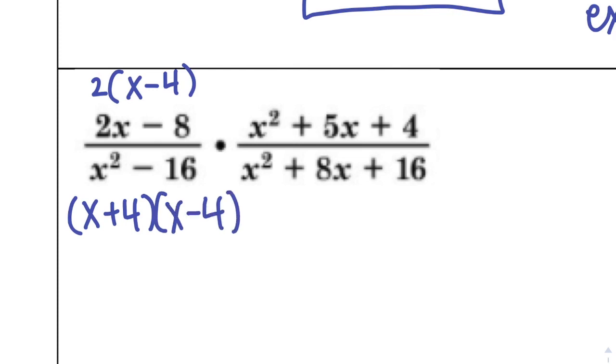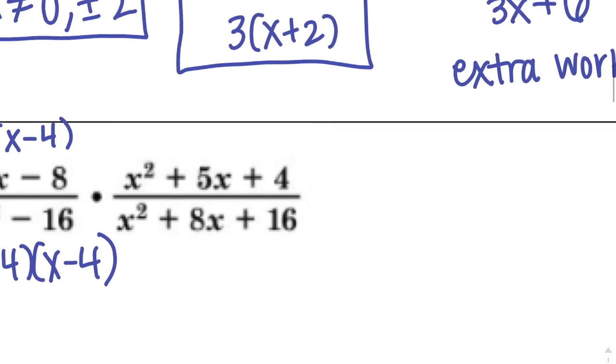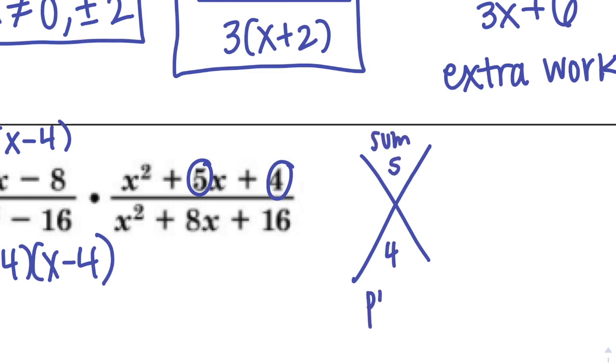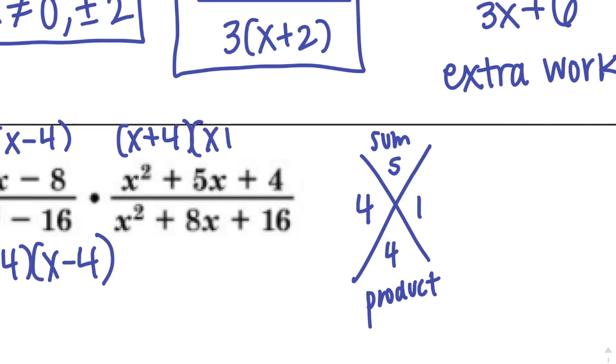And even though I can cancel these out, I'm going to wait. I'm not going to do that yet because I have to factor and then state my restrictions before I can start canceling things. Right here, I need a sum to 5 and a product of 4. So set up your x if you need to. Sum of 5, product of 4. So my numbers are going to be 4 and 1. So that would be x plus 4 times x plus 1.